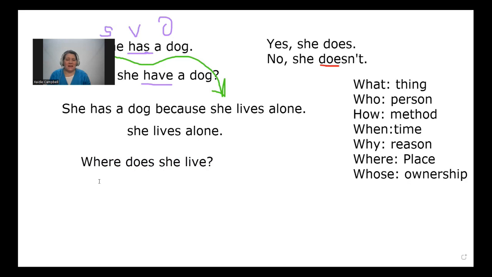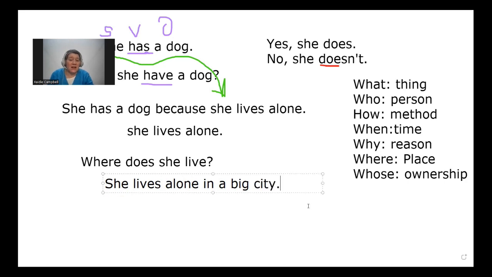We might say, she lives alone in a big city. Okay. Well, it makes sense that she would have a dog if she lives alone in a big city, right? Okay. So now we know where.